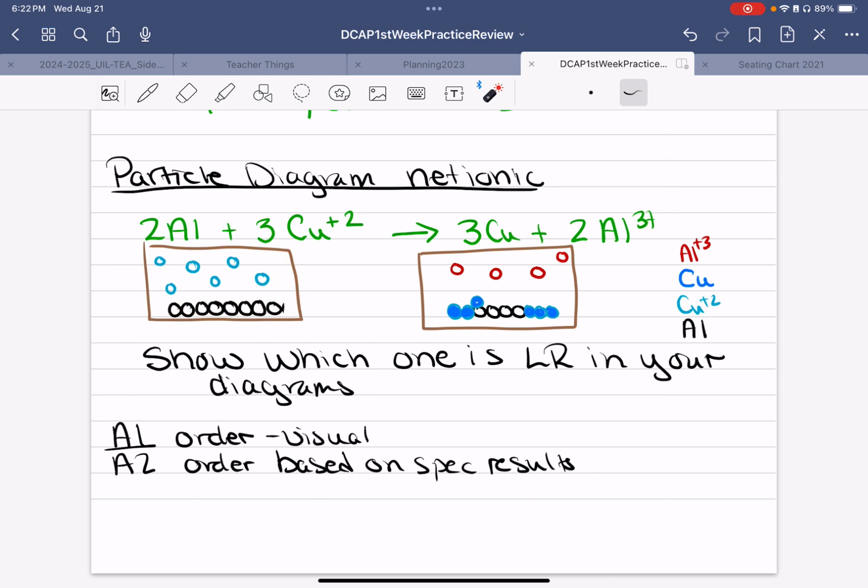A1 of your report is we're going to decide as a group what the order is based on our visual cues, and then A2 we're going to use the spec and we're going to put those results in, and hopefully y'all did a great job that A1 and A2 match.